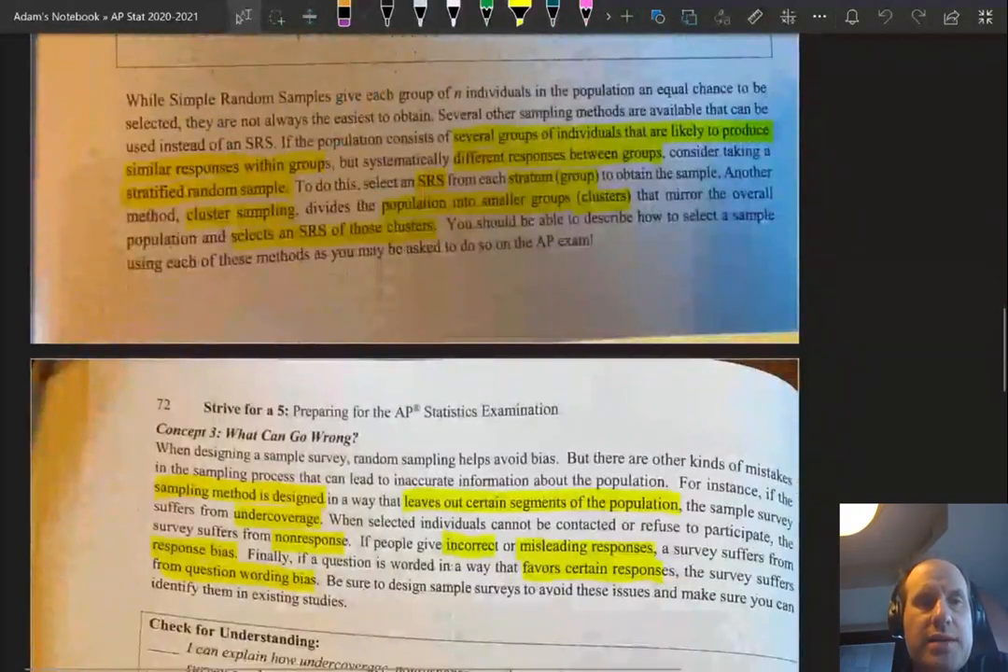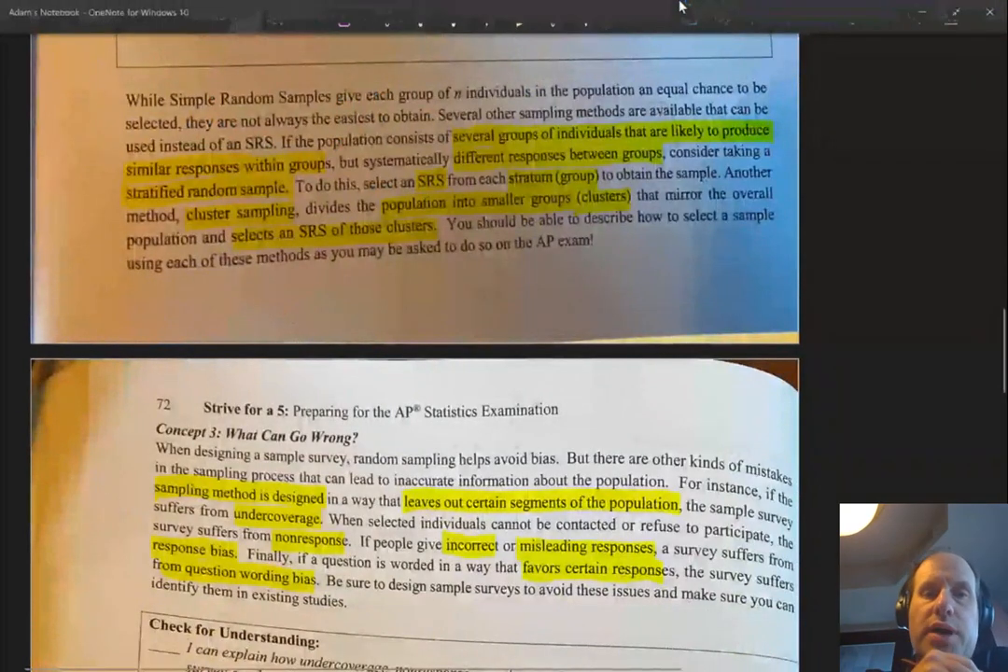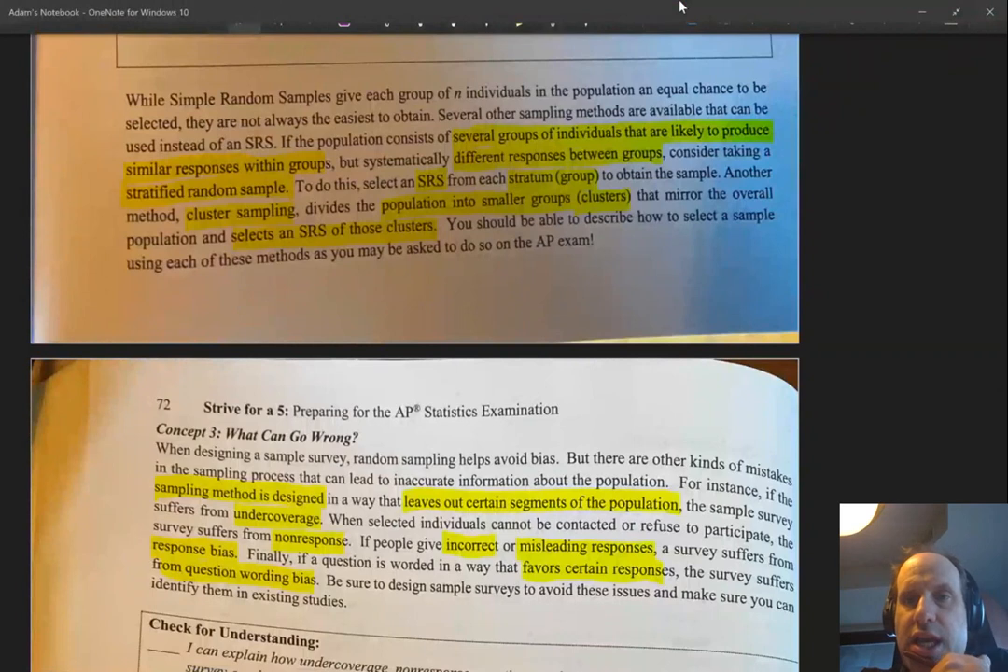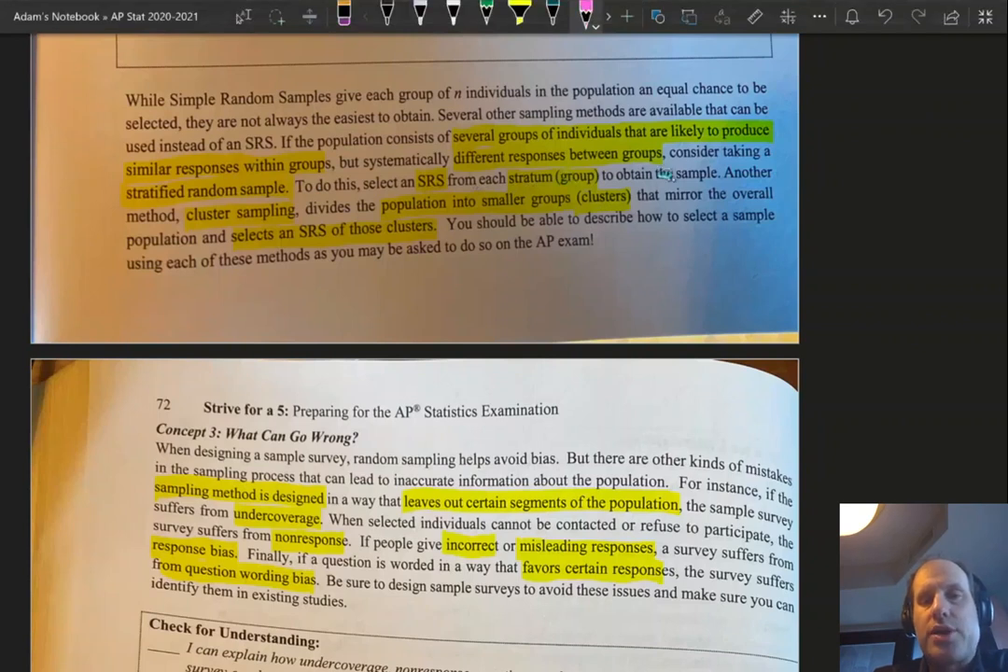While simple random samples give each group of n individuals in the population an equal chance to be selected, they are not always the easiest to obtain. Several other sampling methods are available that can be used instead of SRSs. If this population consists of several groups of individuals that are likely to produce similar responses within groups, but systematically different responses between groups, consider taking a stratified random sample. You heard about this in the video. We didn't go over it in the slides really yet. To do this, select a simple random sample from each stratum group to obtain the sample.